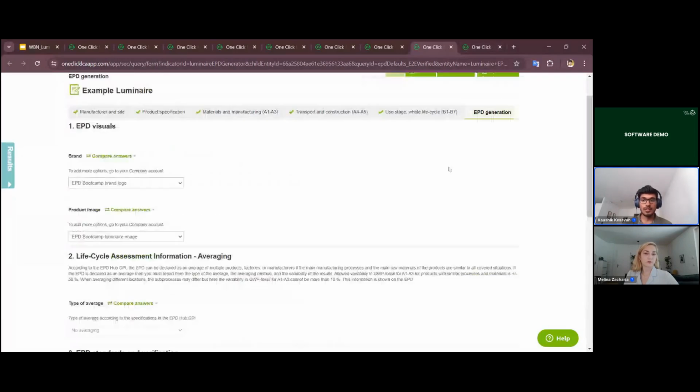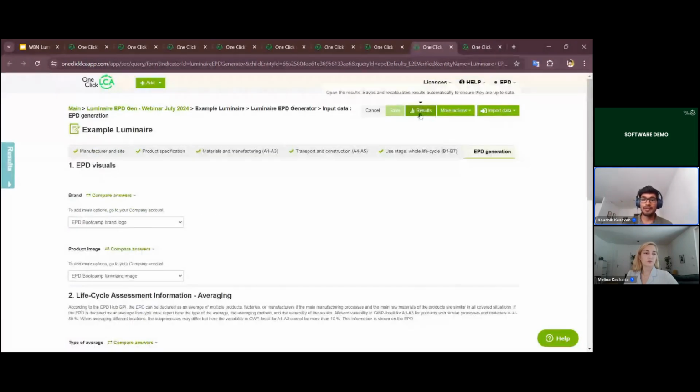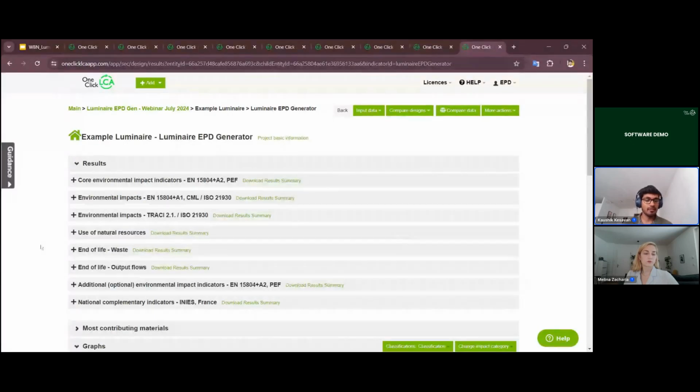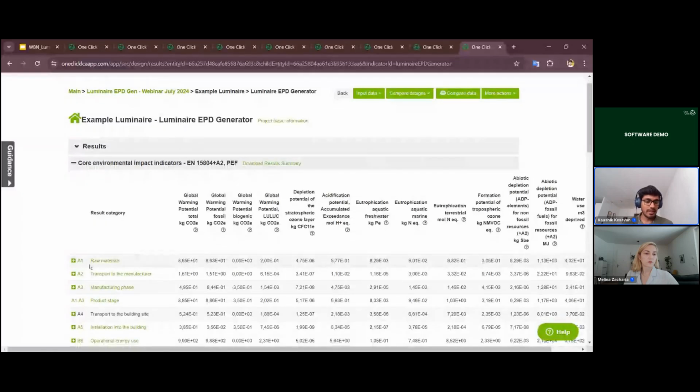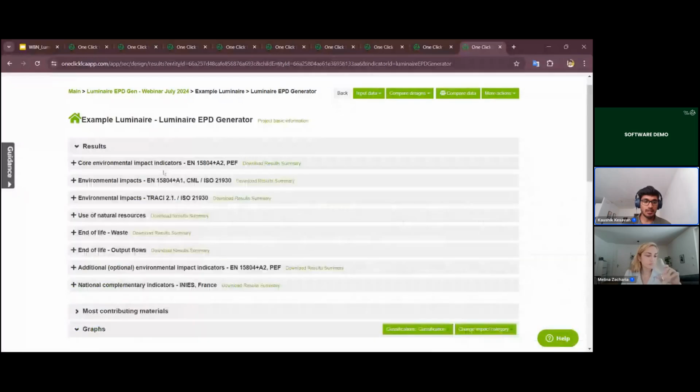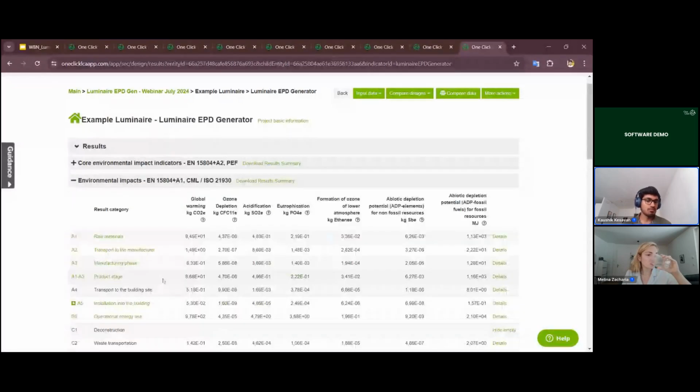And finally, when we go to the results section, we have the default format. So we have all the results for the different impact categories that we require. So for each of the life cycle stages on the left, and on the right, I have each of the indicators. So here is GWP total, GWP fossil, biogenic, acidification, and so on. So all the results will be translated into the EPD document automatically, but just to show you how it looks like, here they are.